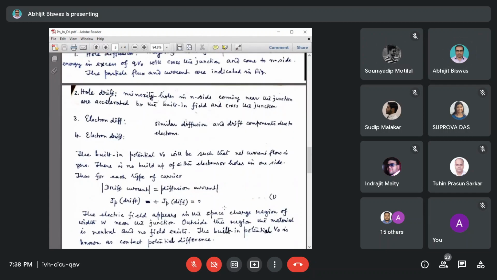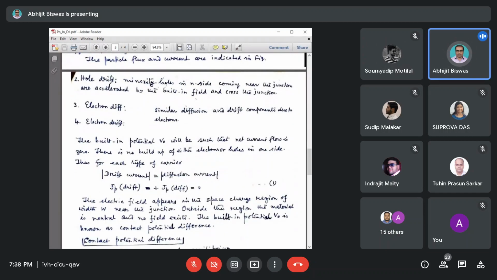Okay, so now I come to the built-in potential. This is diffusion current and drift current in case of a junction without any bias. Net current is zero, means the sum total of all the four components of current is zero. So the built-in potential V0 will be such that the net current flow is zero. Diffusion current is opposed by the built-in electric field.